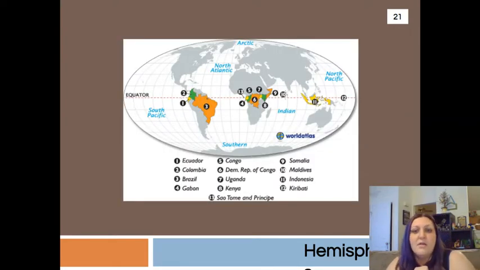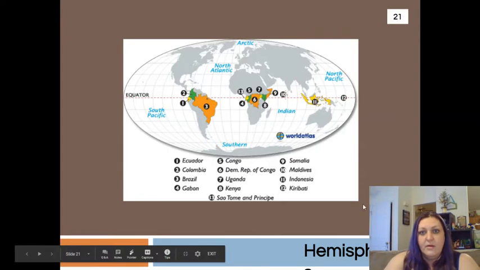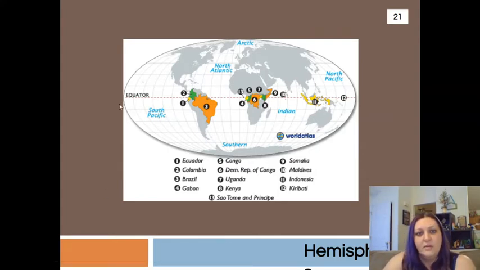Here are all the countries that border the equator. So at some point, that country crosses that line and it becomes a special country where it can be in 2 hemispheres at the same time. So we actually have 13 that fall into that category. Pretty cool, huh?